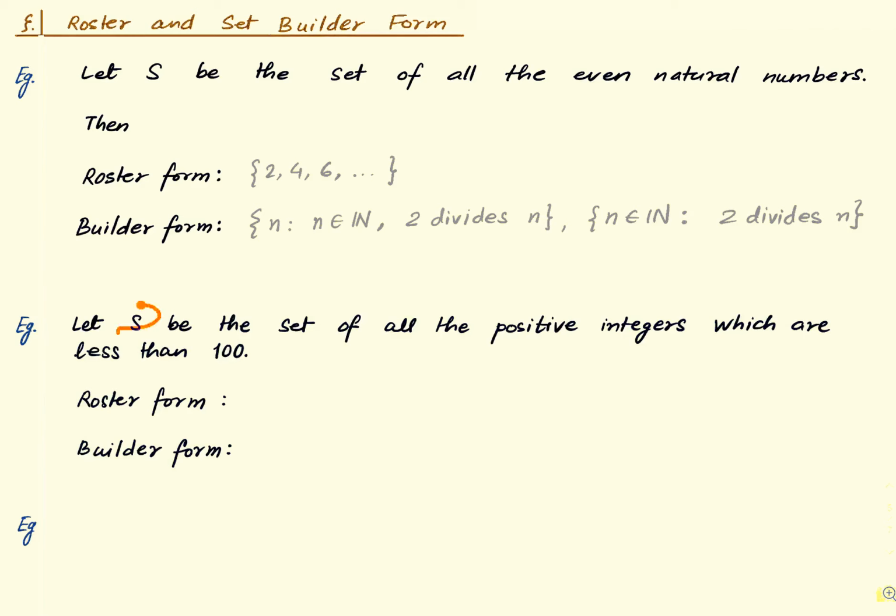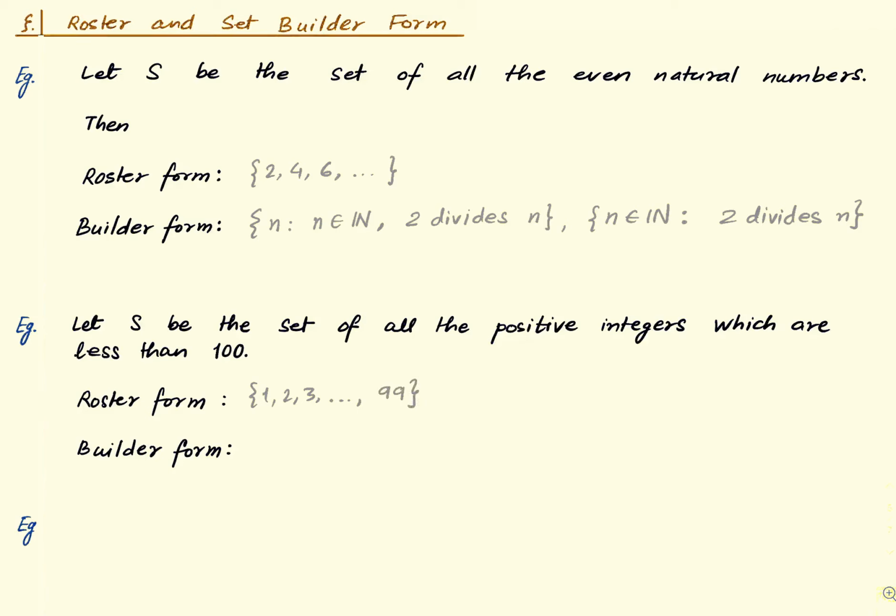So suppose S is the set of all the positive integers, or in other words, natural numbers, which are less than 100. So in the roster form, in principle, you can just express all of them, but of course, this is the economical way to do it. And hopefully no one would get confused when you write it, that what you mean is indeed the set of all the natural numbers less than 100. So I say less than 100, so I can't include 100. I have to stop at 99.